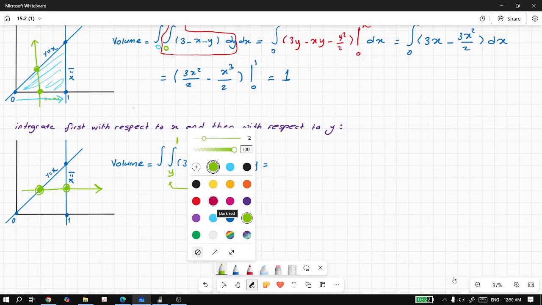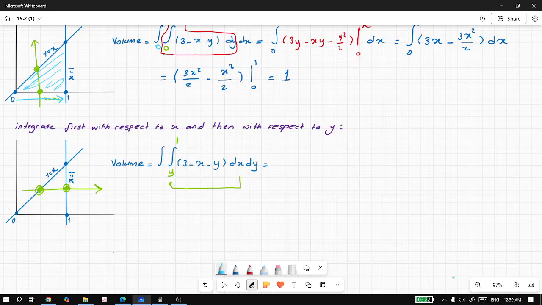Now we are looking at the limits of integration for y. Again, the region that we have got is this part. This part is what? Starting from y equal to 0 to where? To here. This is 1 for the y-axis, so the limits of integration for y are 0 and 1.